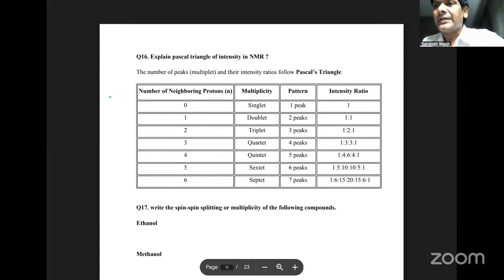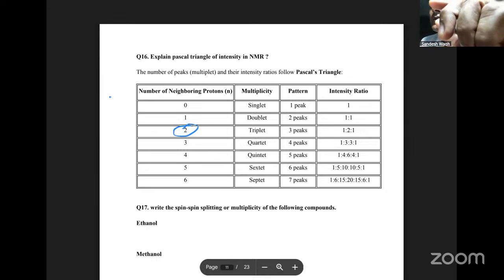Take the example, like no proton nearby, we said singlet will have no intensity ratio. If there is one proton nearby, that is two peaks, that is 1:1. Three peaks means two nearby protons, so you will have 1:2:1. Now how will this Pascal triangle be built?